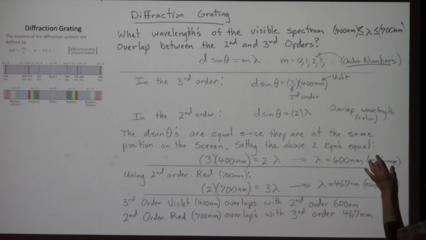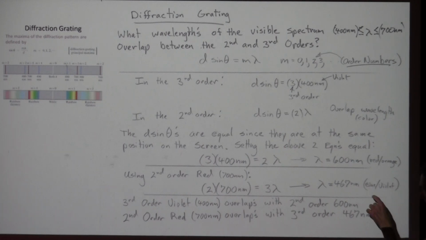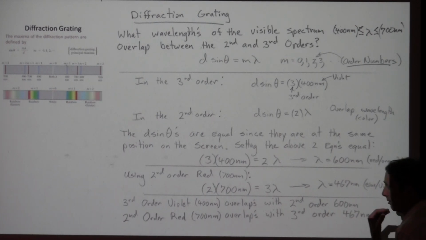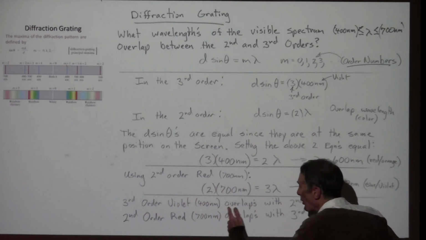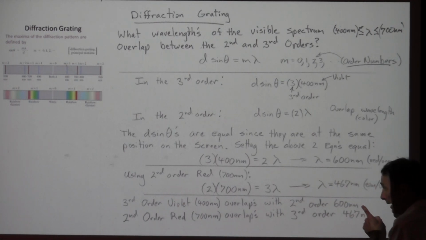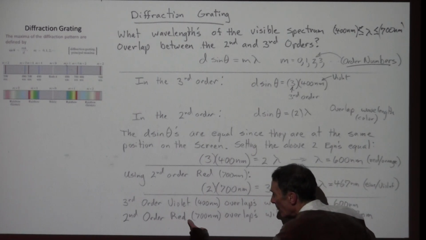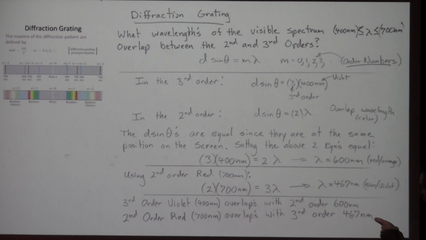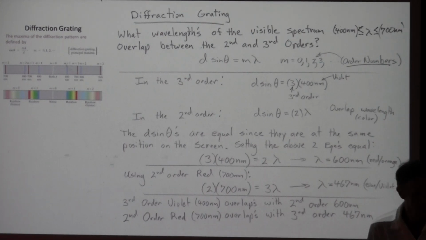These color things are just kind of qualitative. You primarily want to know the visible spectrum between 400 and 700 nanometers. So the third order violet overlaps with the second order red, and this red overlaps with the third order violet. Okay, I didn't say that well.